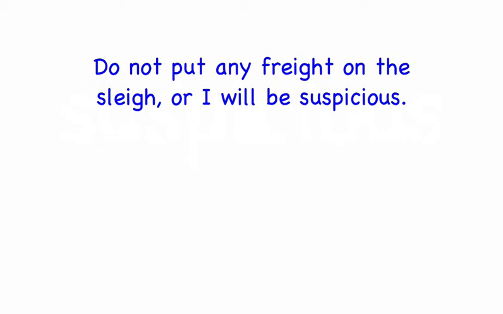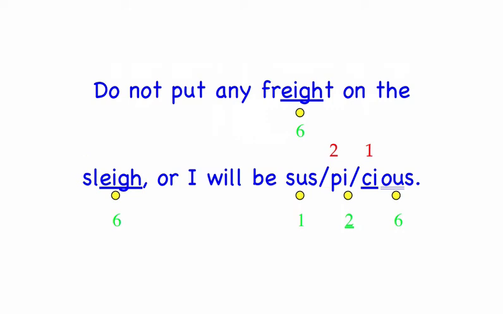Now, I want you to pause the video here and mark the words we just focused upon. You want to identify any vowel teams, consonant teams, letters representing second sounds, silent E's in words. Divide the word into syllables and apply the appropriate syllable rule number above the word. Finally, under the vowel sounds in the word, associate vowel group numbers with each of the vowel sounds. When you've completed doing that, advance the video. Do not put any freight on the sleigh, or I will be suspicious.